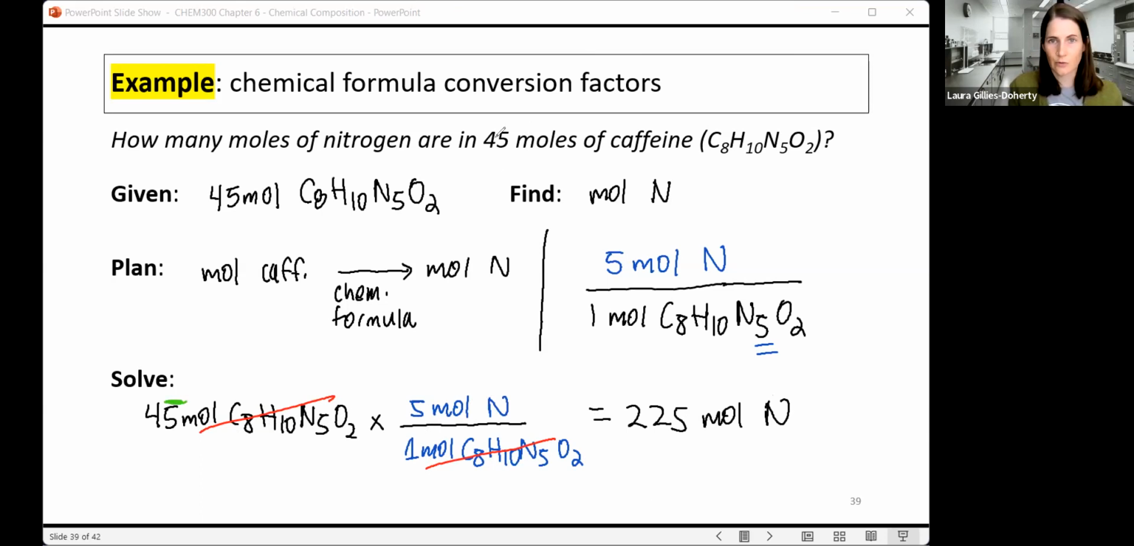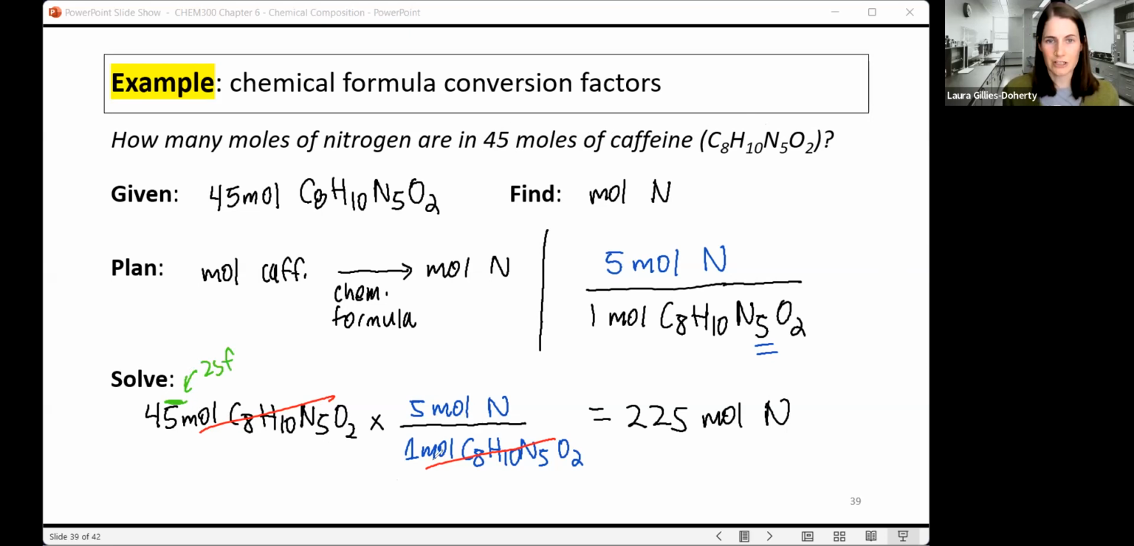So here, 45 moles of caffeine. This has 2 sig figs. That's because 45 moles of caffeine was potentially calculated by weighing out caffeine on a lab scale and then converting grams of caffeine to moles of caffeine. So that's a calculated value. It's based on the mass of caffeine that was weighed out.